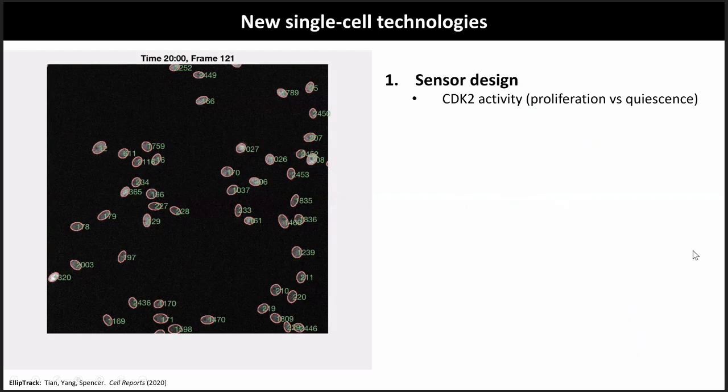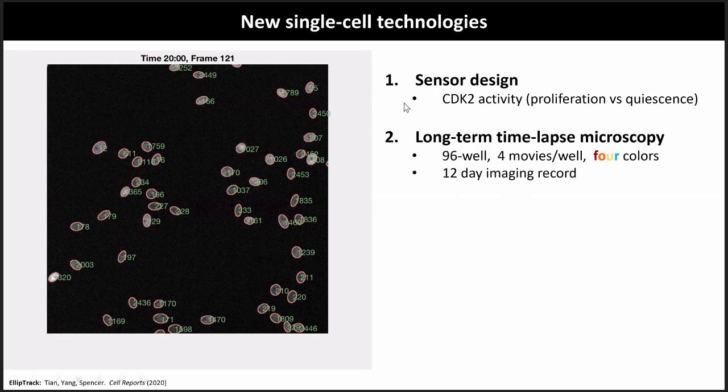Okay, so to study these processes, we have heavily invested in new single-cell technologies. So first, we do a lot of sensor design. And in this talk, you'll see a live cell sensor for CDK2 activity, which has really been a gold mine because it allows you to read out proliferation versus quiescence at the single-cell level over time. We also have pushed the limits of long-term time-lapse microscopy, so we can image cells in 96-well plate format with 4 movies per well, with 4 sensors per cell. So these are 4-color movies, and our current record is 12 days of straight imaging and cell tracking, which you'll see later in this talk.